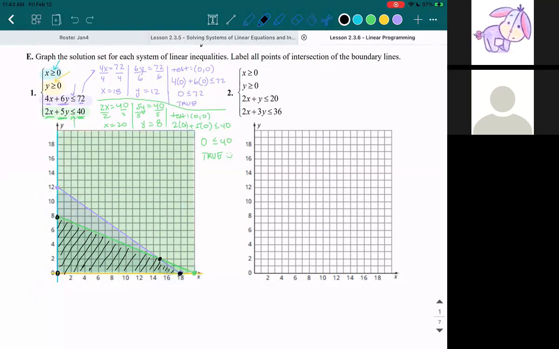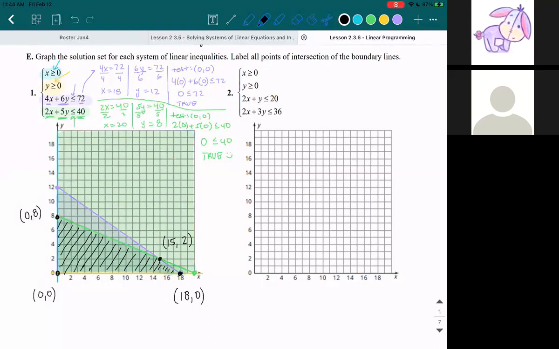So let's label them. This one is (0, 8). This one (0, 0). Hey, look, our wonderful tester point. This one is (15, 2). This one is (18, 0). Okay, and that is it for number 1.